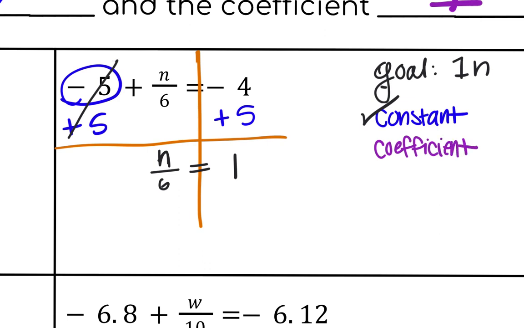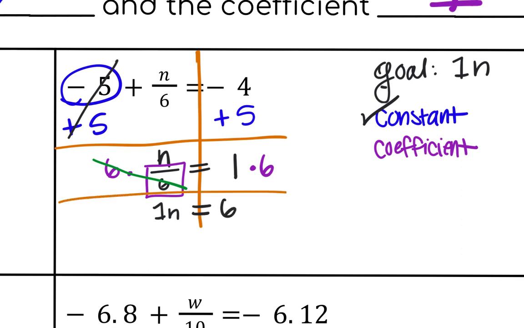Okay. The coefficient is going to be the one that is most stuck to the variable. So in this case, we're dividing by 6. The opposite of dividing by 6 is multiplying by 6. So multiplying by 6 and dividing by 6 are opposites. Those two cancel each other out, and I still have a 1n. And 1 times 6 is 6. I have achieved my goal of getting a positive 1n on one side and all of the other numbers on the other side, so I'm going to be done.